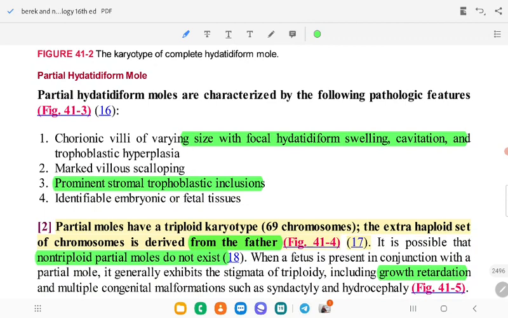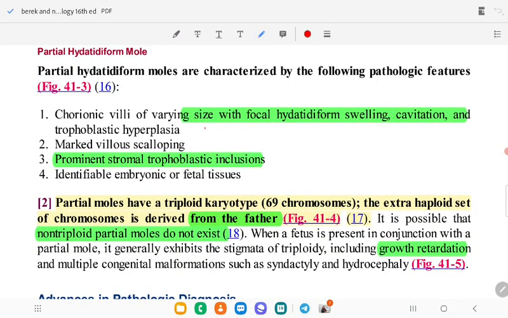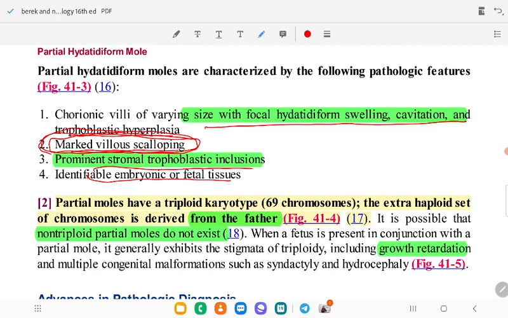Then partial mole. This is characterized by the following pathological features. First is chorionic villi of varying size with focal swelling, cavitation, and marked trophoblastic hyperplasia. Marked villous scalloping is there. This is the differentiating point. Villous scalloping is prominent in the partial mole, along with prominent stromal trophoblastic inclusions. Identifiable embryonic or fetal tissue will be there.